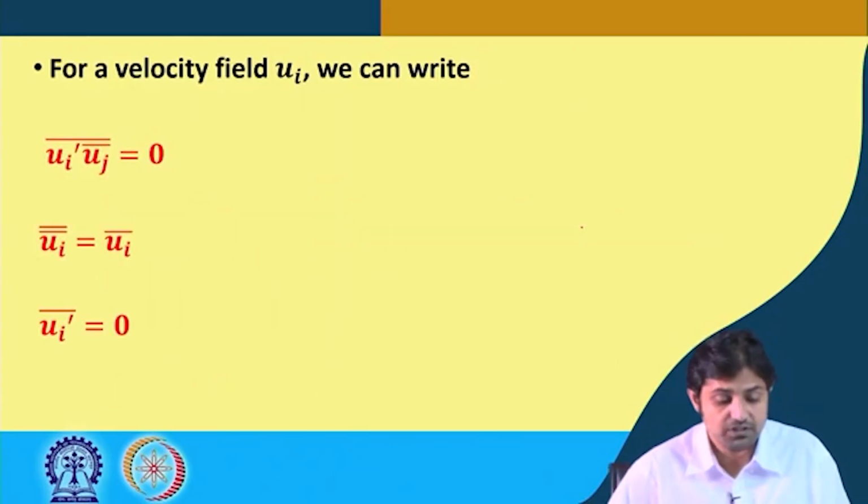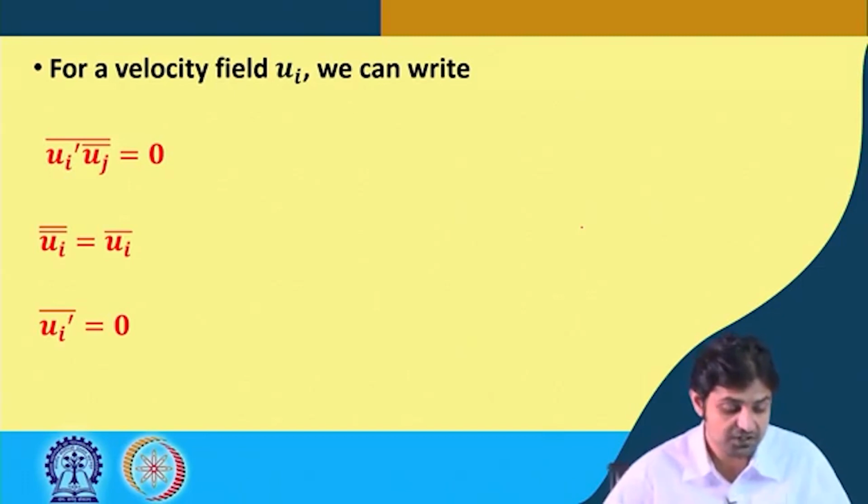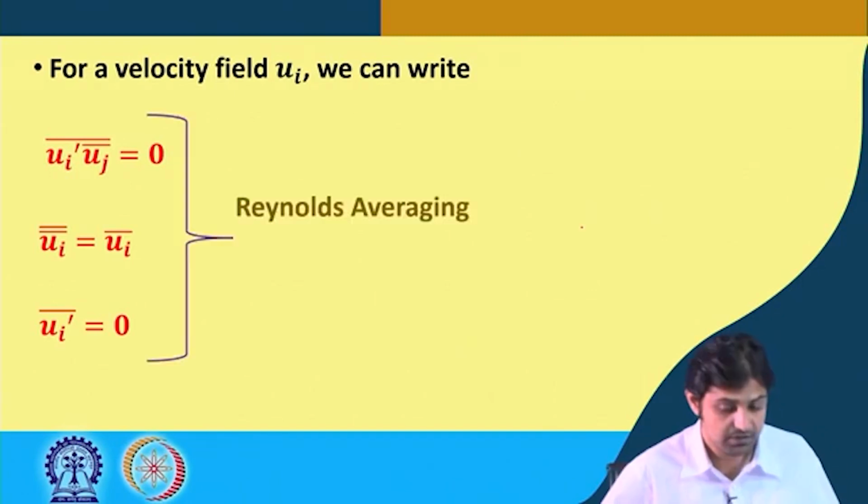So for a velocity field ui, we can write ui prime into uj bar, the whole bar, is equal to 0. Also ui double bar is equal to ui bar. If you take the average of the average, it is the average itself, and the fluctuation, if it is averaged, it is 0. Alright. This is Reynolds averaging.